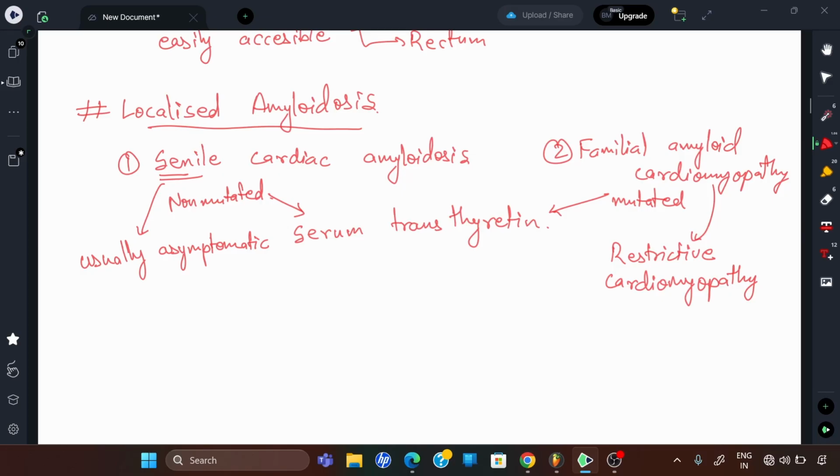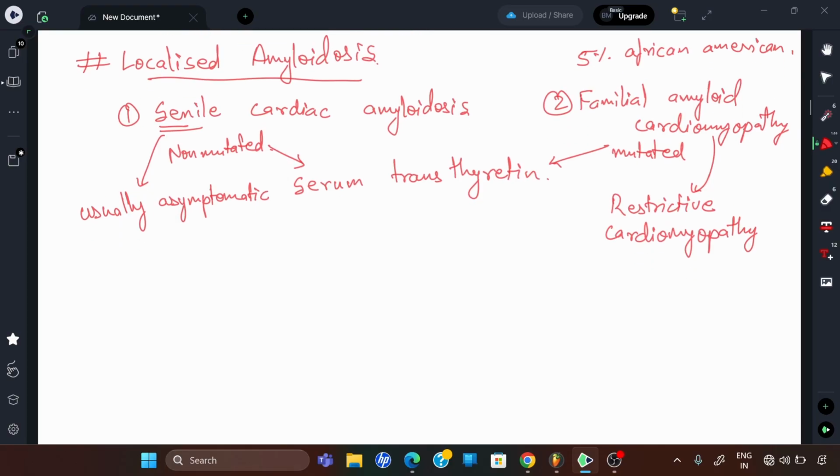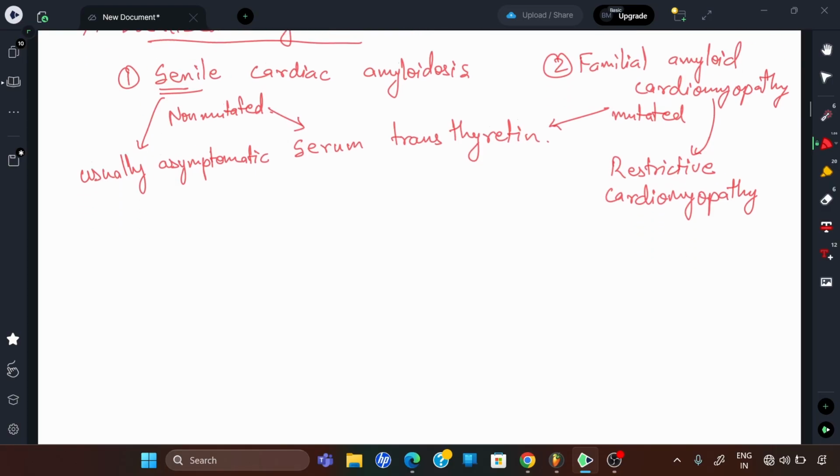And another important fact regarding familial amyloid cardiomyopathy is that 5% of African Americans carry the mutated gene, right? So this was the discussion about senile cardiac amyloidosis and familial amyloid cardiomyopathy.